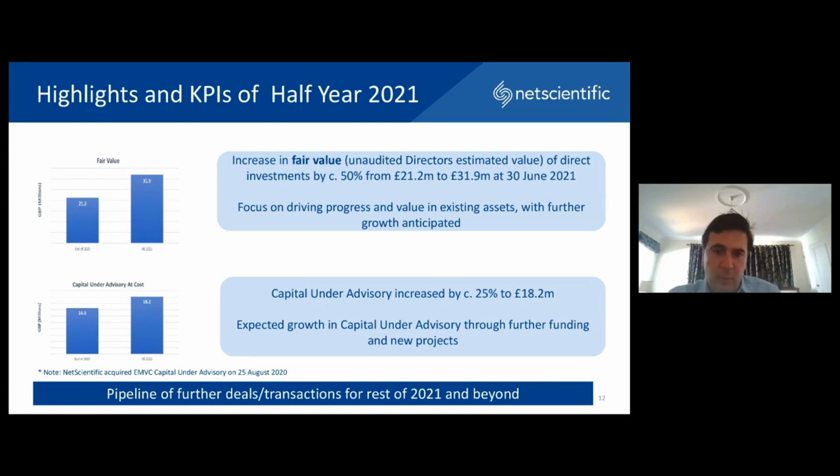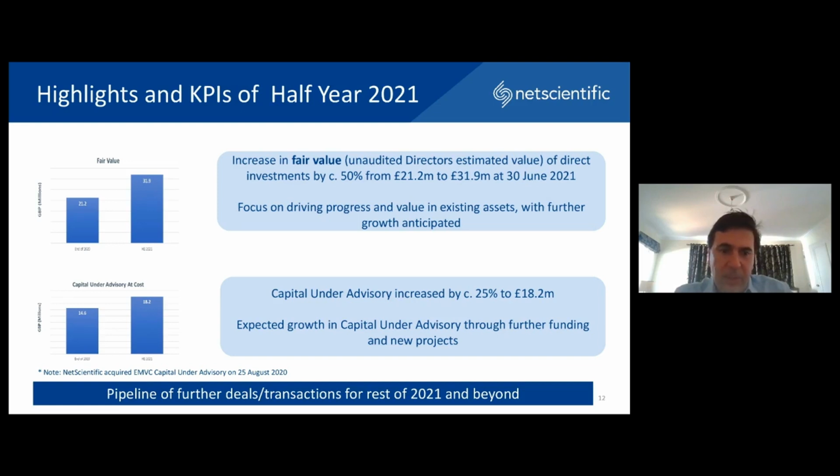But it's also important to mention that the capital under advisory gives us greater influence in the businesses that we work with. It's one thing to have 5%. It's another thing to have 25% combined. People listen to you. You have more influence on the board, but you also have more friends to come in when the company needs more money. So we expect to have continued growth in the capital under advisory in the coming months and years.